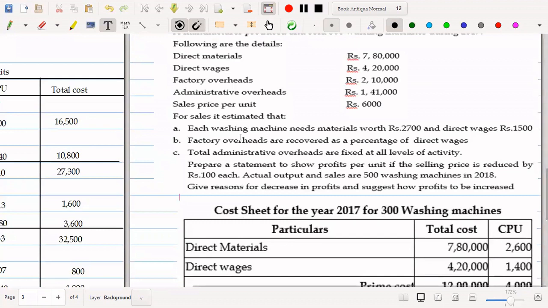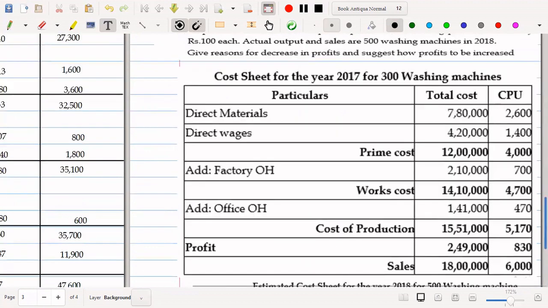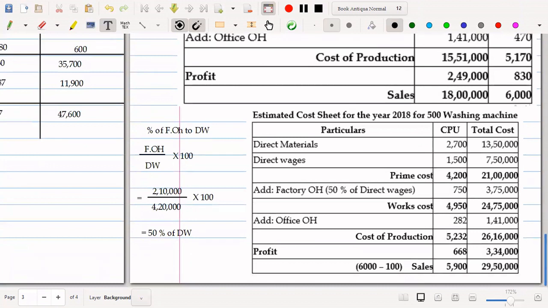For the estimated cost sheet, they have told direct material worth rupees 2,700 and direct wages rupees 1,500. Let's see here. This is the estimated cost sheet. Direct materials, they are given 2,700 into 500, it comes to 13,50,000. Direct wages, 1,500 into 500, it comes to 7,50,000. So here is the prime cost.